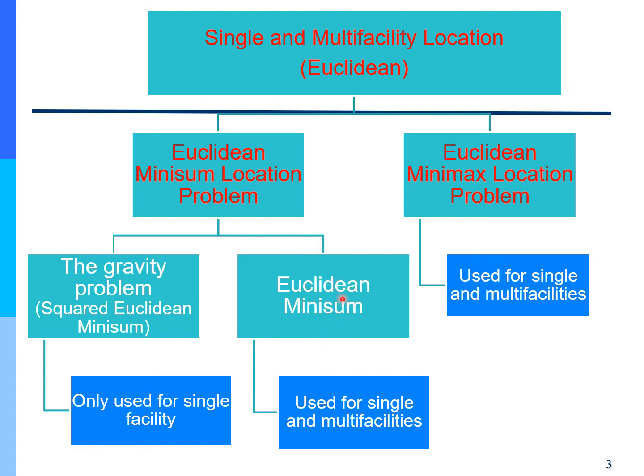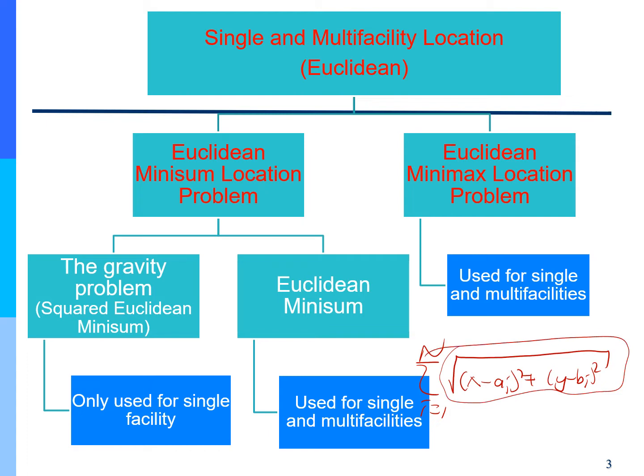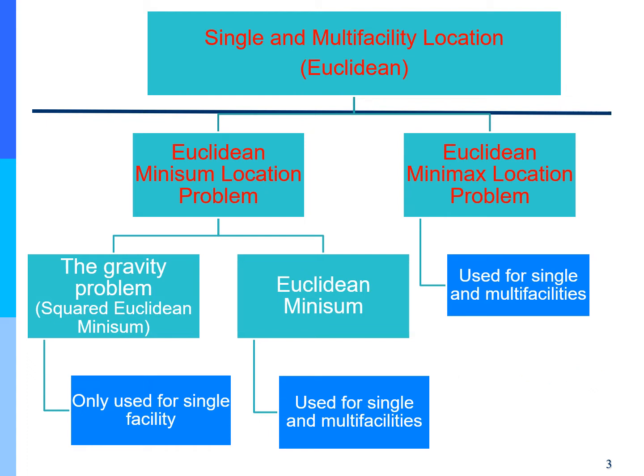If the problem is regular Euclidean, not the squared one, we can consider this problem for single or multi-facilities, but there is an important problem with this version. The Euclidean distance has such a function: square root of x minus ai squared plus y minus bi squared, and we are taking the summation over all existing facilities. This function includes the squares of the decision variables and the square root, so it is not linear, and you need to use a nonlinear solver.